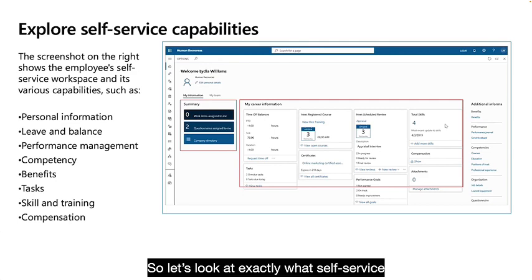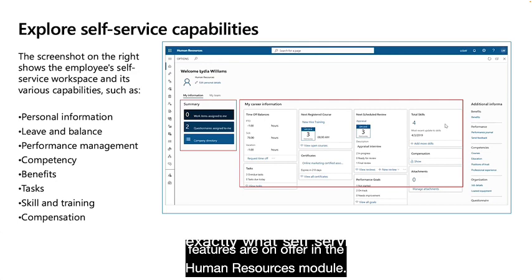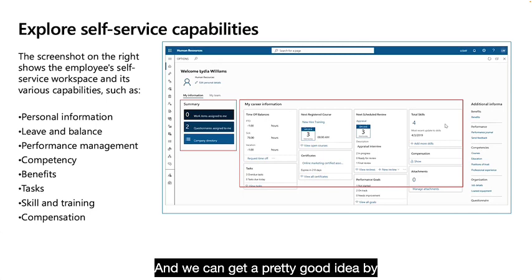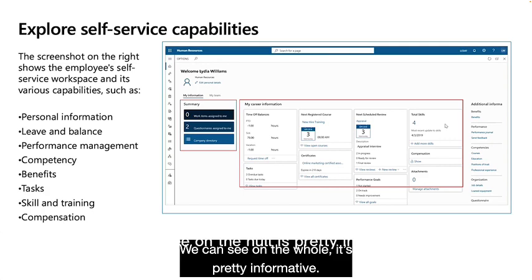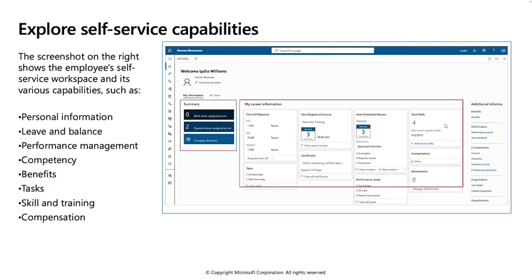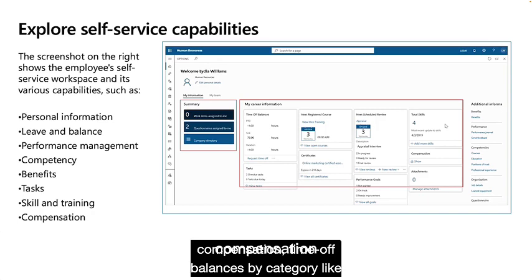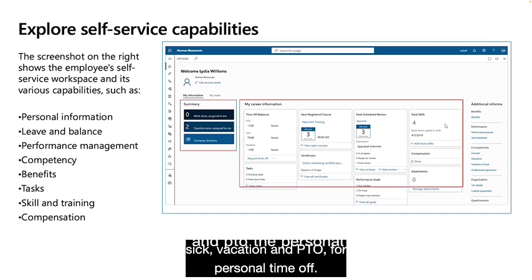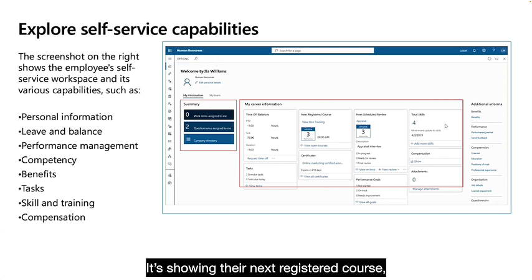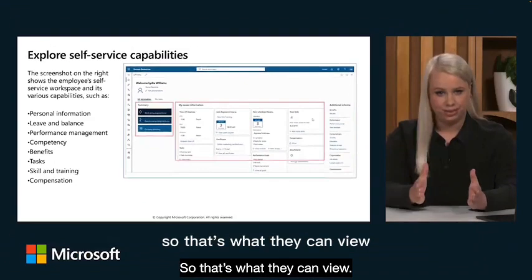So let's look at exactly what self-service features are on offer in the Human Resources module. We can get a pretty good idea by looking at this screenshot in the slide. We can see on the whole, it's pretty informative. They're able to see information regarding their compensation, time off balances by category like sick, vacation, and PTO for personal time off. It's showing their next registered course, their performance goals, which ties us back to what we were discussing earlier. So that's what they can view.